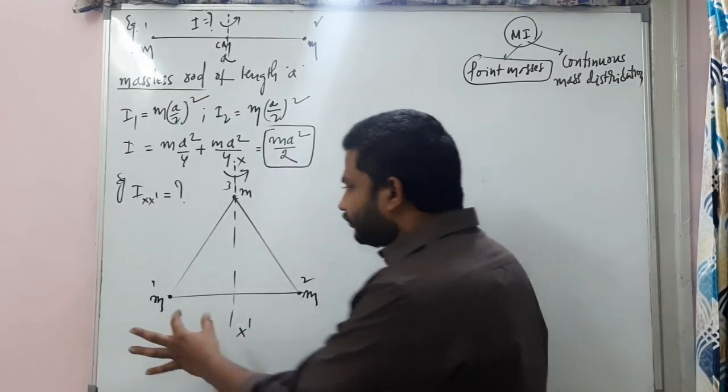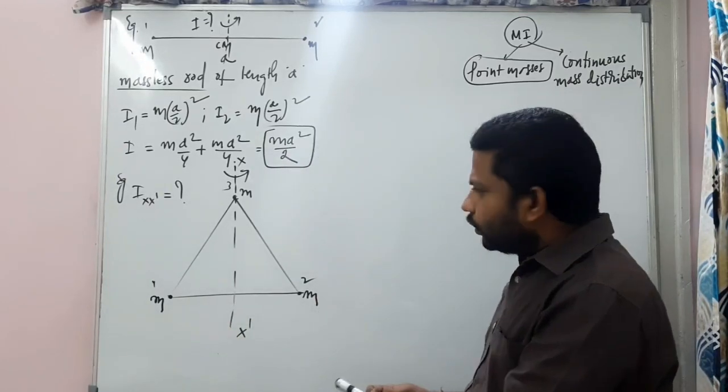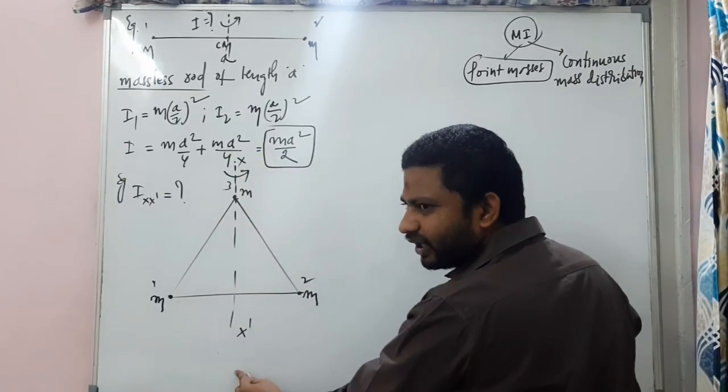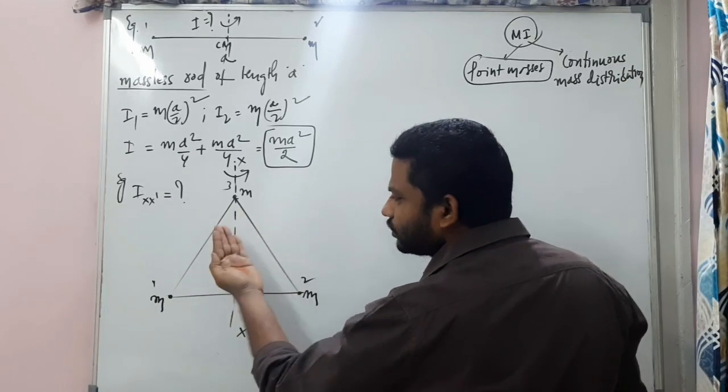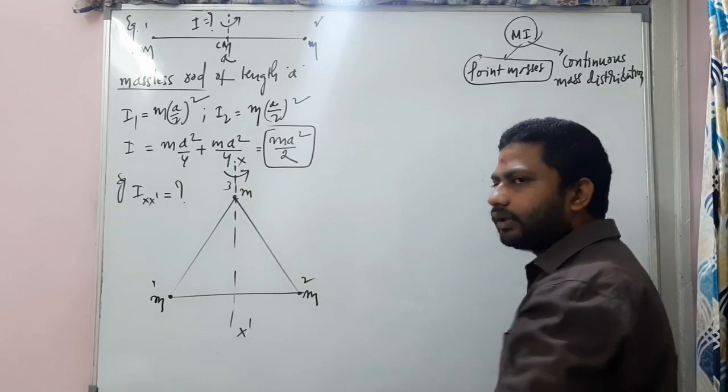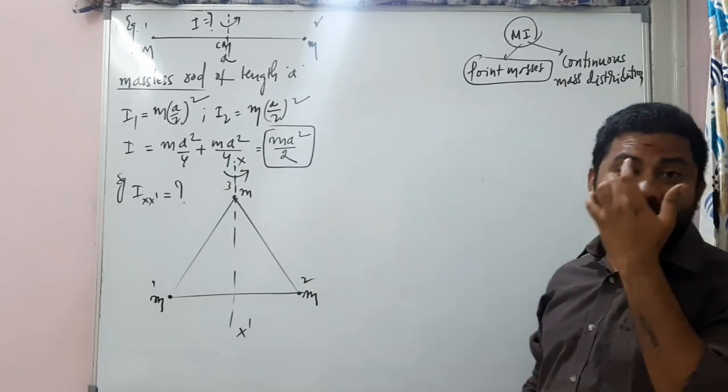Moment of inertia of, see, what does it mean? You know, about this axis of rotation, this triangle is rotating. About this axis of rotation, this triangle is rotating. Simple. This triangular system is rotating.